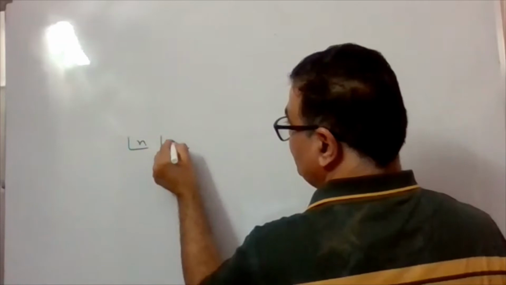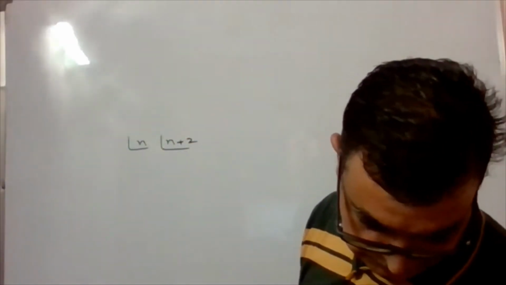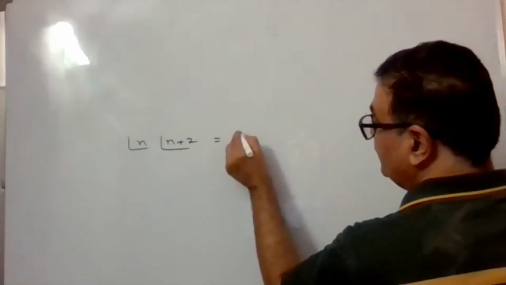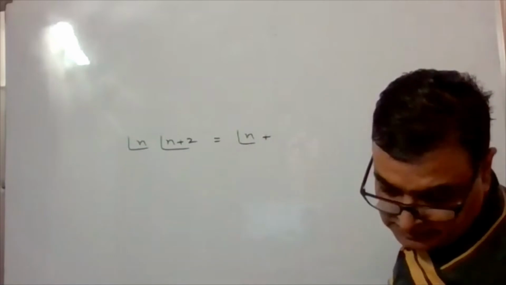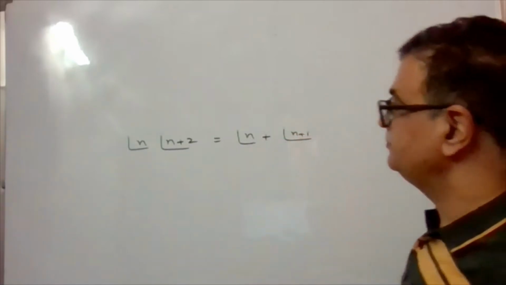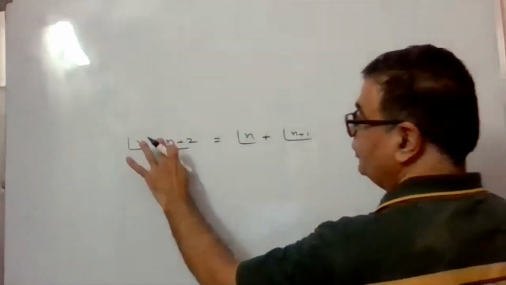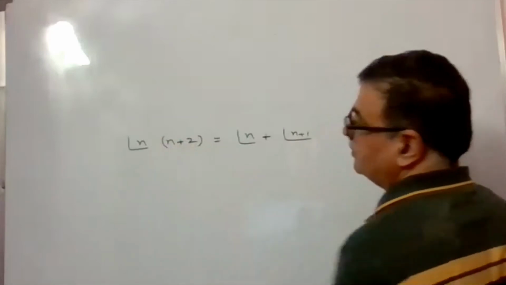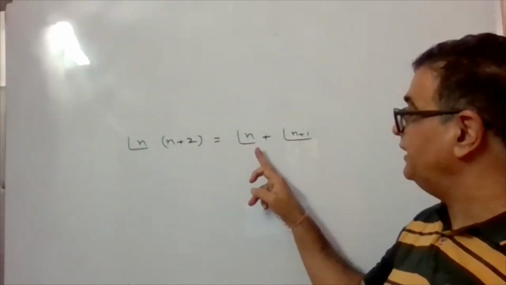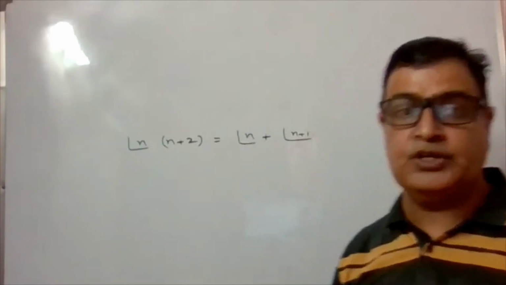Factorial n into factorial n plus 2. You have to prove this is equal to factorial n plus factorial n plus 1. Wait a minute, this is not factorial. Factorial n into n plus 2, we have to prove as factorial n plus 1. This is the question we have.